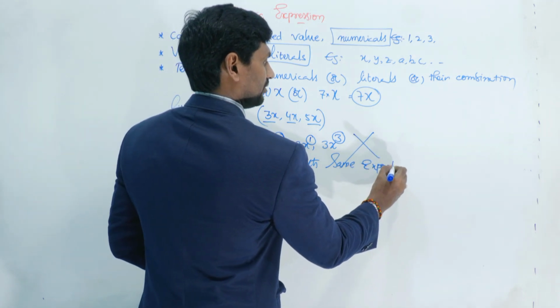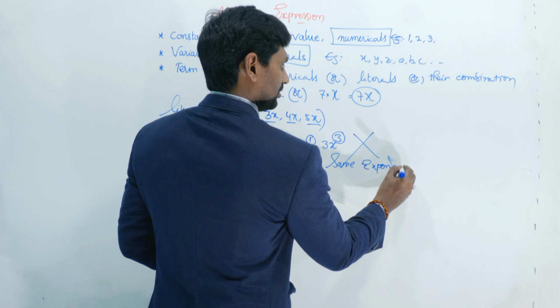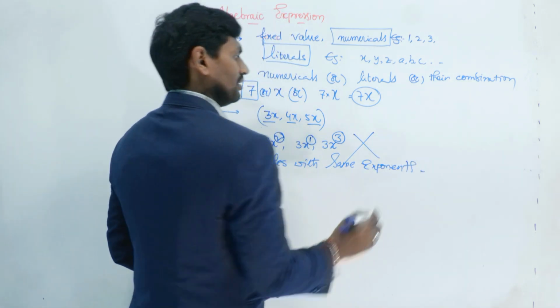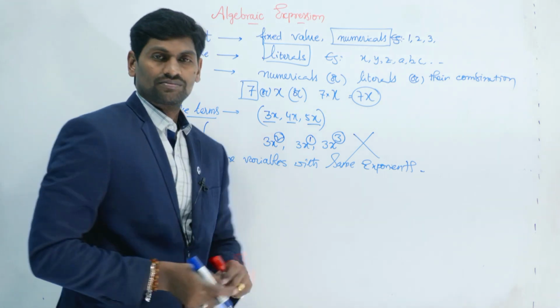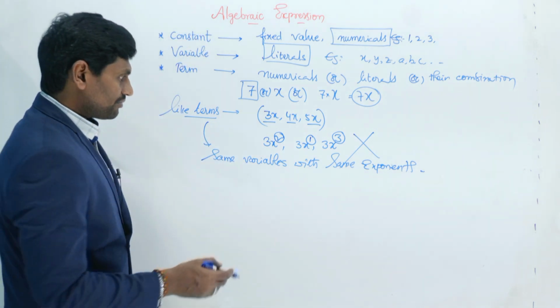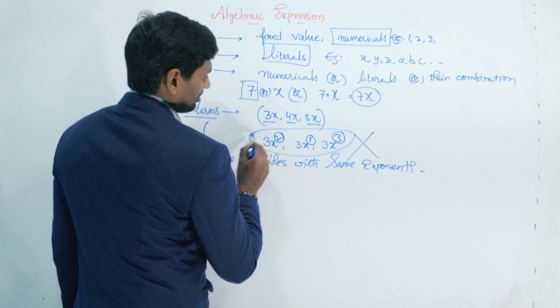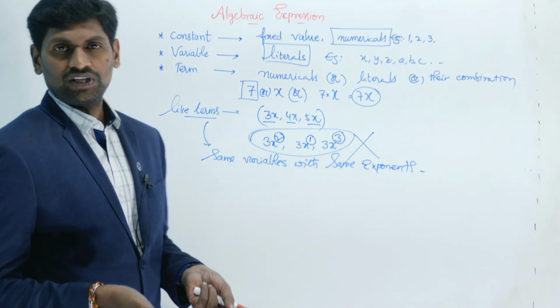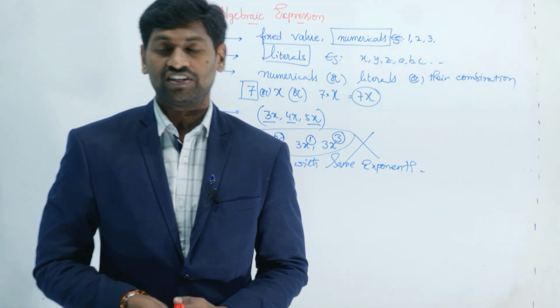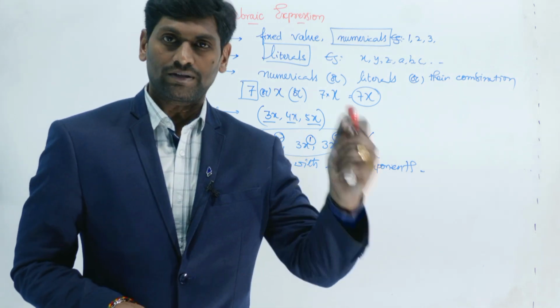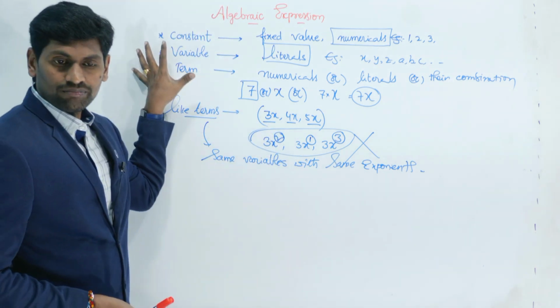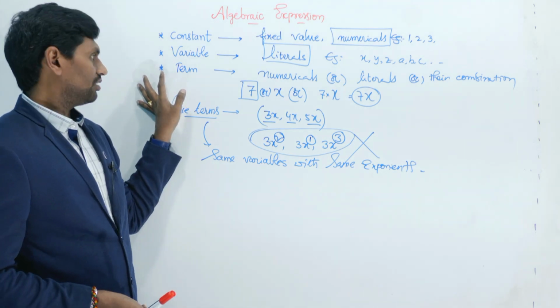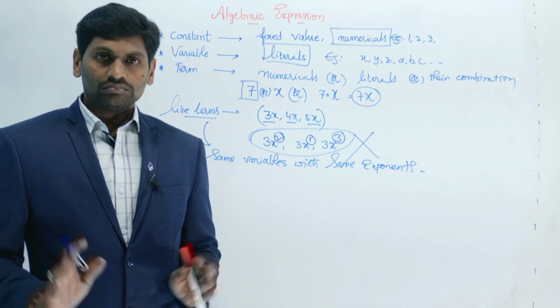Such type of terms are called like terms. From this we can say these are unlike terms: same variable but different exponent. Different variables also we consider as unlike terms. Constant, variable and term, you want to check all this?